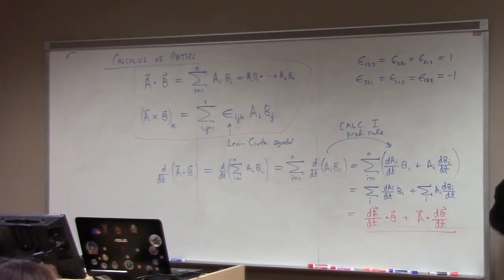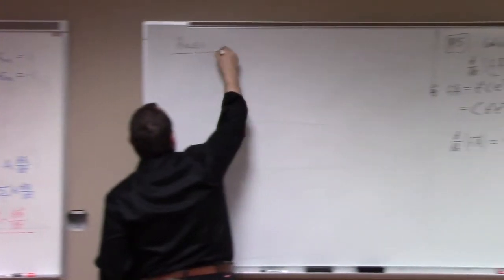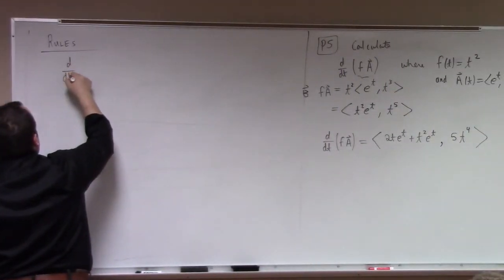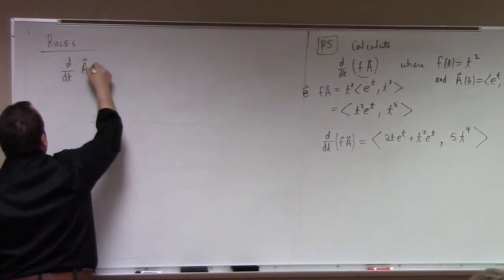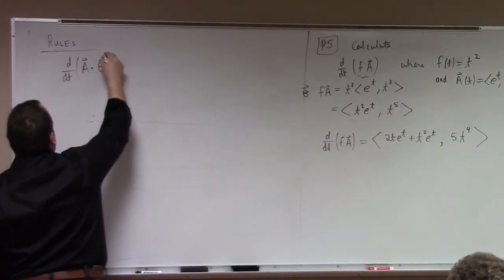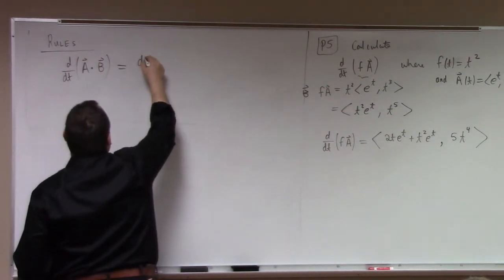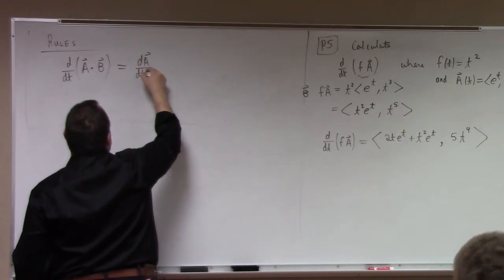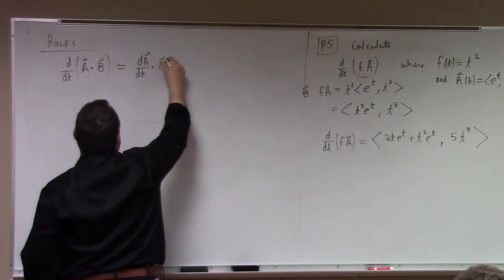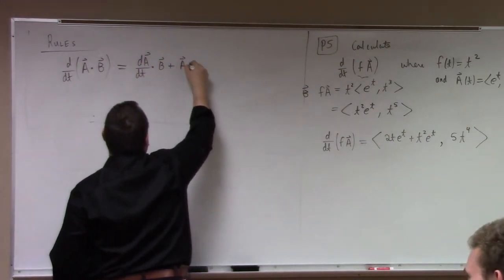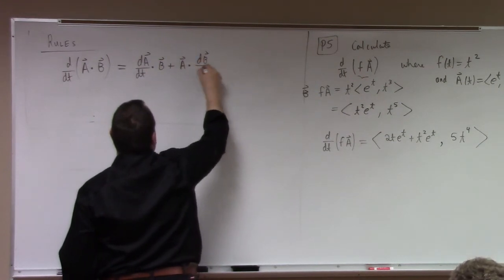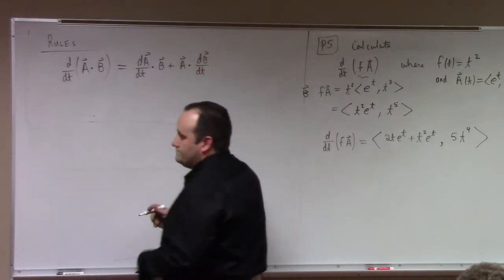So one of our rules is that if we have the derivative of the dot product of two vector valued functions, we get the following product rule.